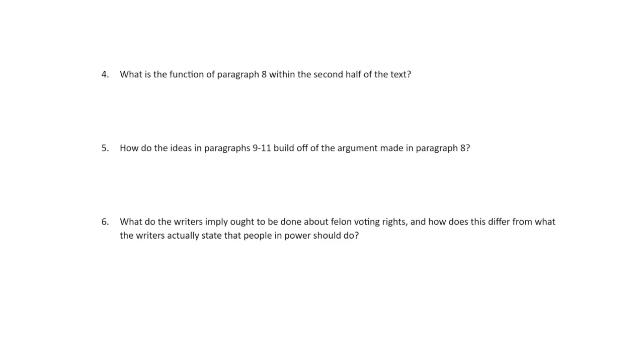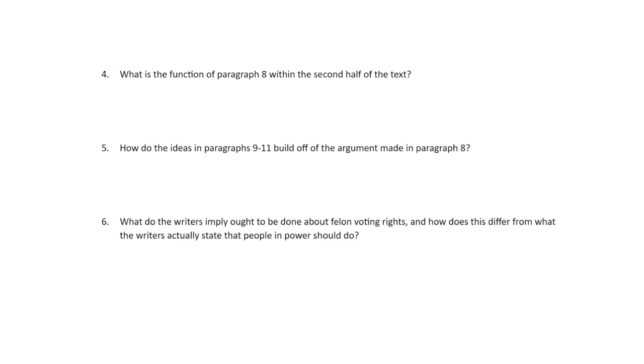Okay, moving on to number 4. What is the function of paragraph 8 within the second half of the text? Well, let's take a look. Paragraph 8 starts with restoring the vote to felons is difficult because it must be done state by state and because ex-convicts do not have much of a political lobby. So the previous paragraph, paragraph 7, announced that something clearly needs to be done to fix these issues of restoring felon voting rights, and it acknowledges that the easiest thing, or the most complete way, would just be to eliminate all laws that bar ex-felons from voting.